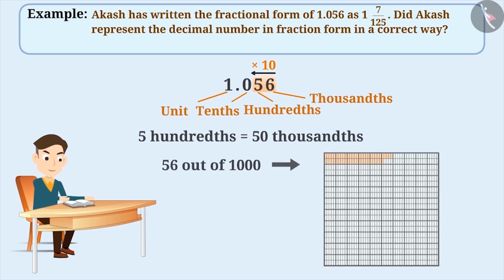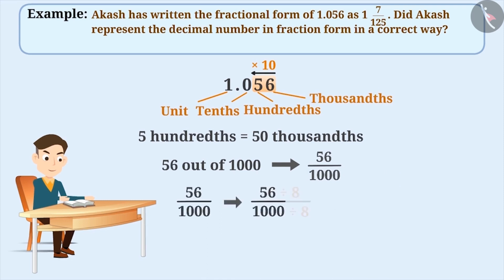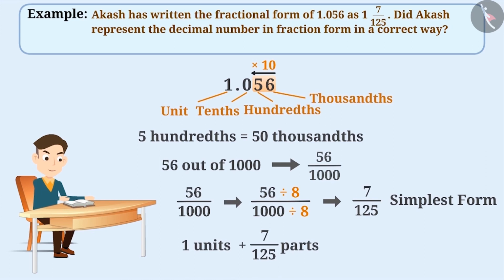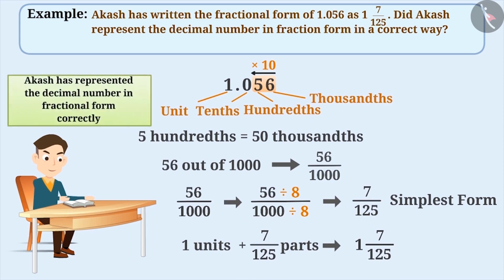For 56 parts out of total 1000 parts of a whole, we can write the fraction as 56 by 1000. If we divide the numerator and denominator by 8, we will get the simplest form of this fraction, which is 7 by 125. Now, 1 unit and 7 by 125 parts together can be written as 1 7 by 125. Therefore, Akash has represented the decimal number in fractional form correctly.